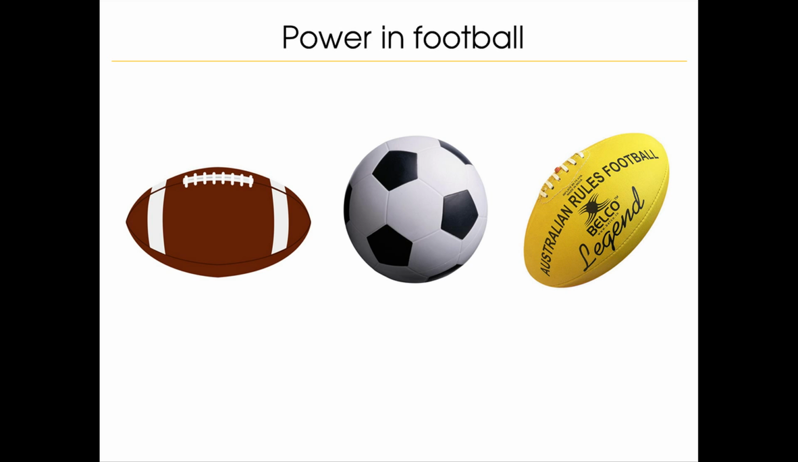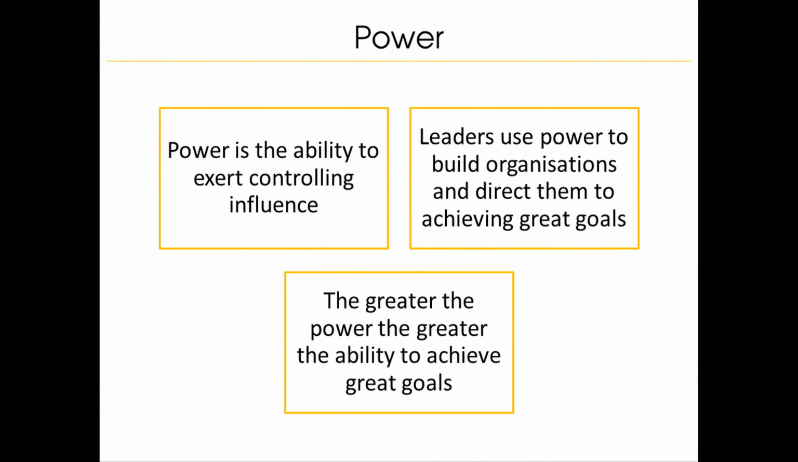So what is power? Power is the ability to exert controlling influence on a situation so that you are able to achieve the goals that you have in mind. The powerful are people who can exert a great amount of controlling influence in order to achieve great goals. And so there are three things that you need to recognize here. First, that you need a goal. Second, it's about influence. And third, it's about control.